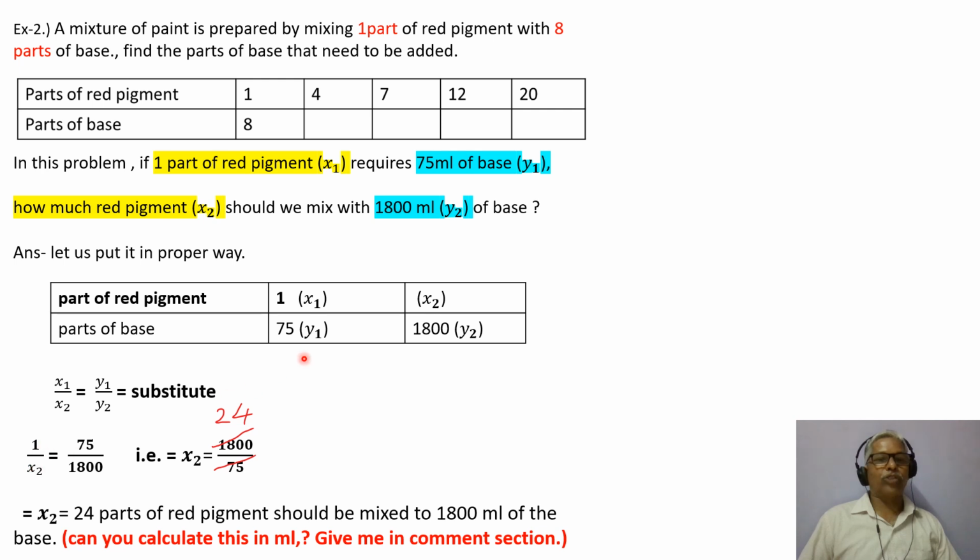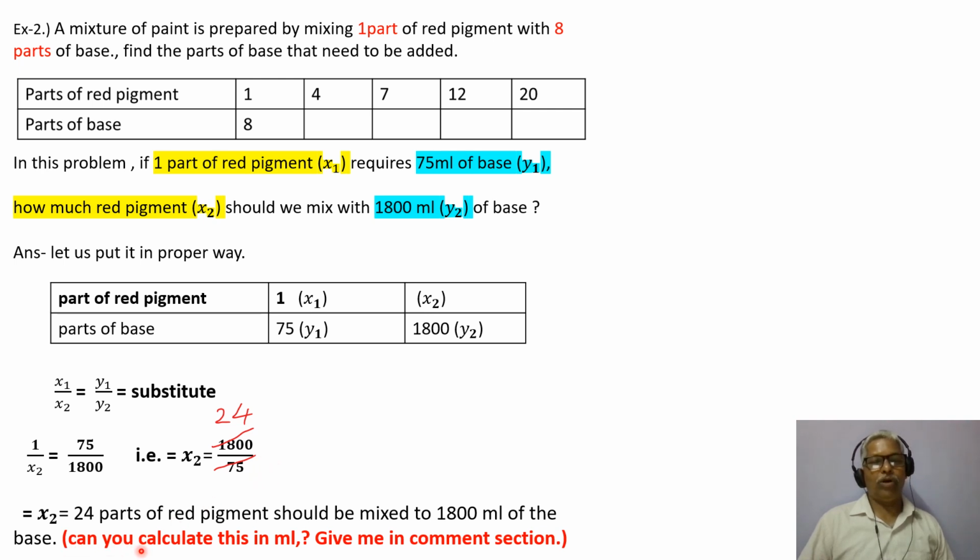Now x2 we have to calculate, so 1 upon x2 equal to 75 upon 1800. If you cross multiply, this will go there, so x2 equal to 1800 upon 75, which is 24. So x2 is 24 parts of red pigment should be mixed with 1800 ml of the base. Okay, we have calculated parts.